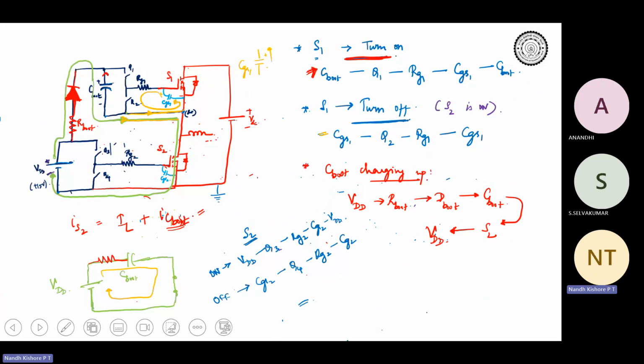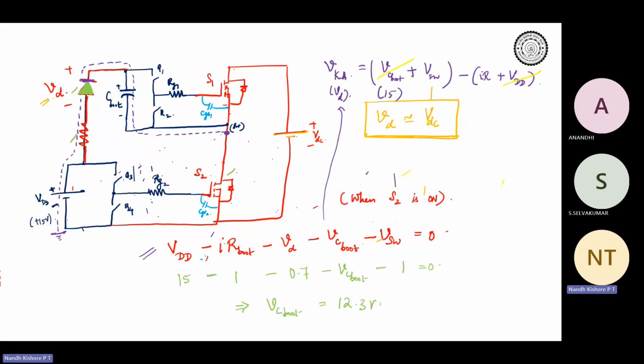Do you understand why it is VDC? Why the diode is rated to VDC? Just apply KVL, you will see that it should be rated to the switching node, and you know that switching node voltage goes till VDC, right? So your diode should be rated to the DC bus voltage. Do you understand this? We have seen how to design the circuit.